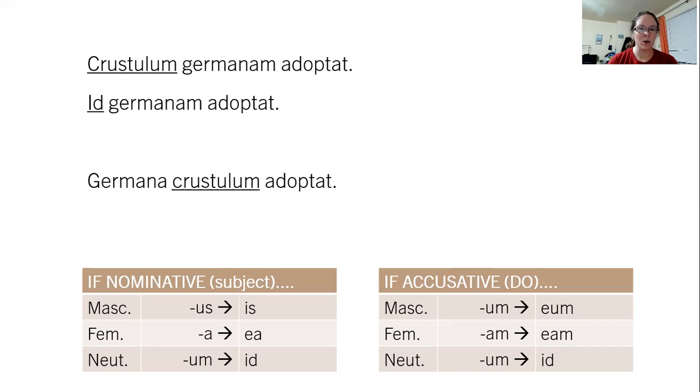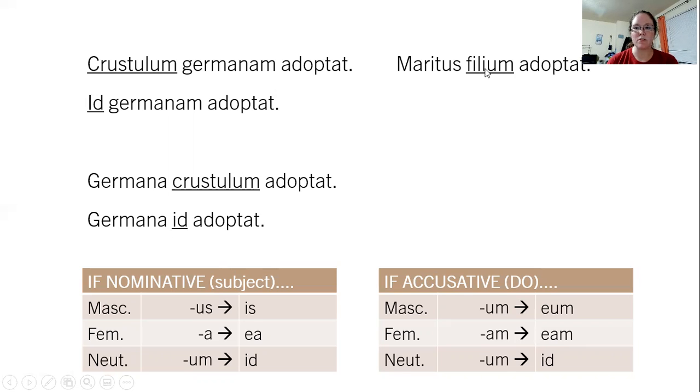This is why we have been, since fifth grade, seeing genders listed next to nouns when you learn them. Because of stuff like this, you're not going to know which pronoun goes with it unless you know what gender the word is, and you can't always tell what gender the word is just by looking at it. So crustulum is still neuter. It's always neuter. Neuter always goes to id. Germana id adoptat. So the sister adopts the cookie. The sister adopts it.